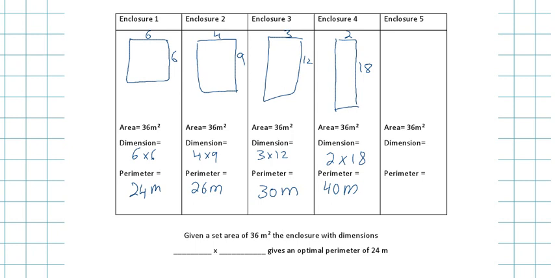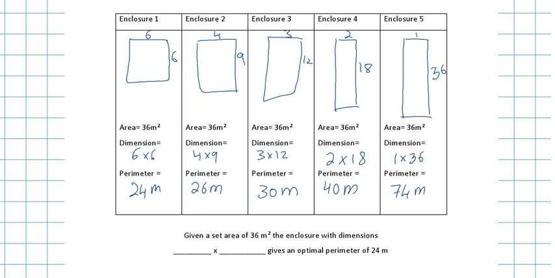If I have a side of 1, what would be my other side to give me an area of 36? So 36. So what would be my perimeter? Do all your dots first. So 36 plus 36, that's 72. Plus 1 plus 1, that's 74.